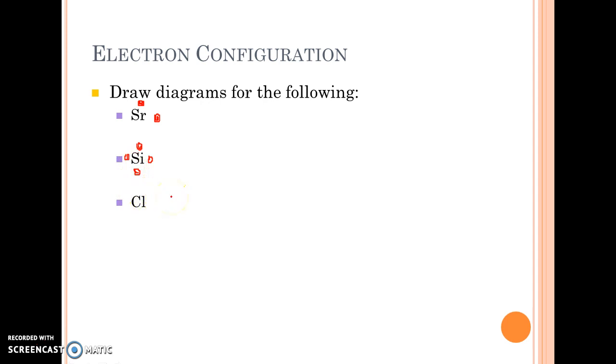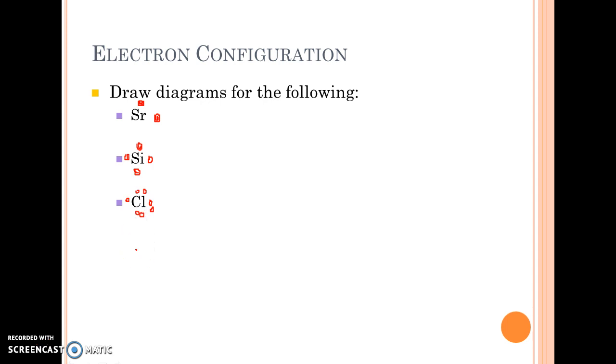Chlorine is in group 17, therefore it has 7 valence electrons. You put one electron on each side of the symbol. So there's 1, 2, 3, 4, before you can double them up. 5, 6, and 7. And there's chlorine.